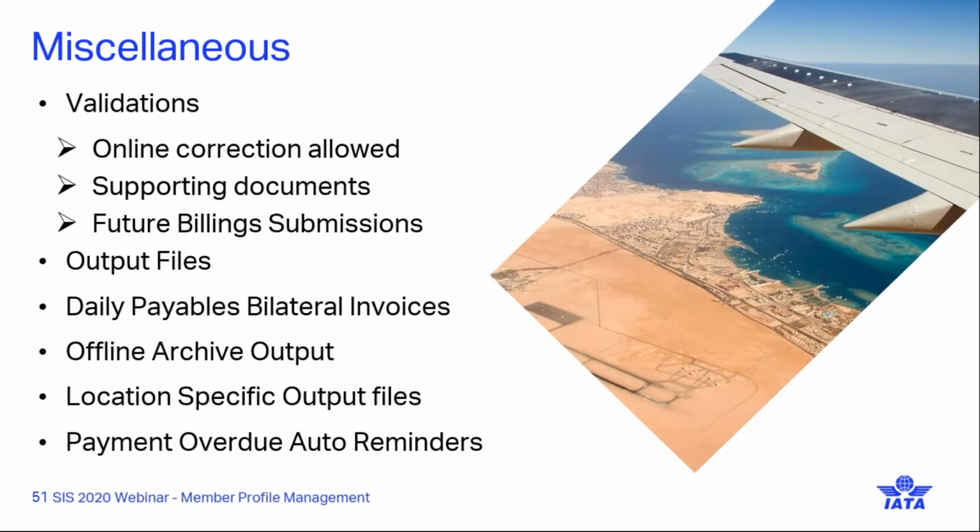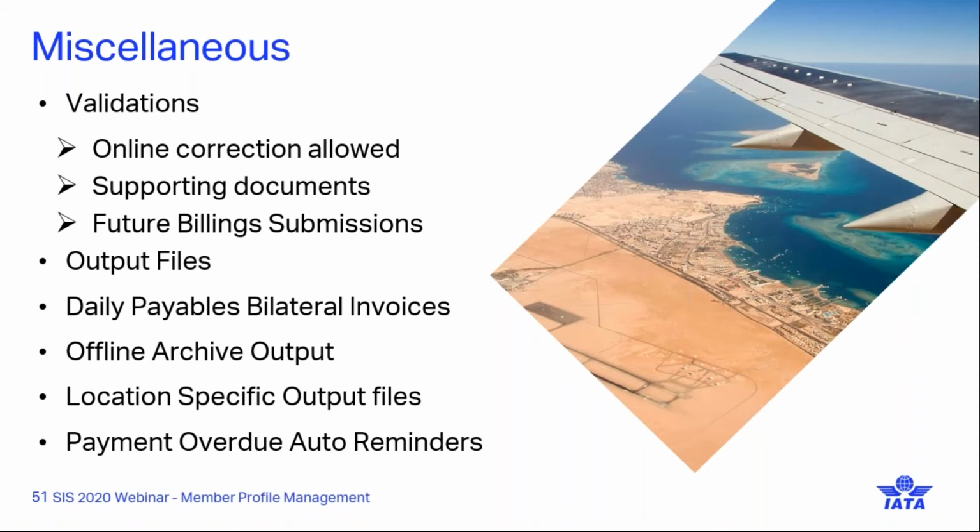This billing category offers you a wide range of options to choose, and they can be immediate or for the next period. As we covered for the list of billing categories, the validations for miscellaneous will be the same. You will have the online correction allowed, the supporting documents, and the future billing submissions. We will cover the output files, and some specific to the miscellaneous category, such as the daily payable bilateral invoices, the location-specific output files, and the payment overdue auto reminders.